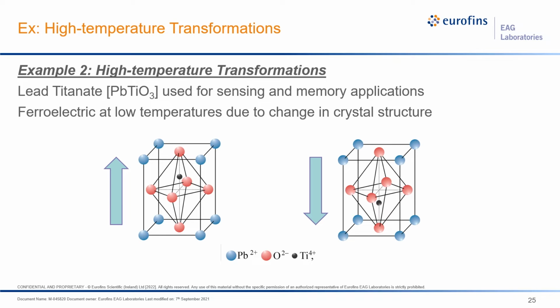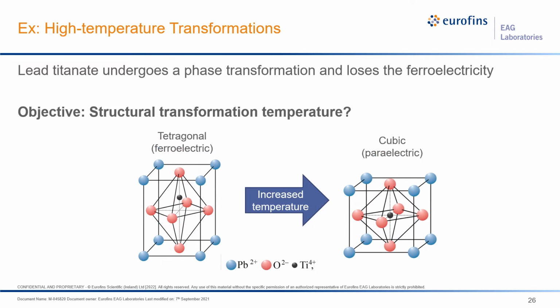However, if we heat this material above a certain temperature, there is a structural phase transformation from the tetragonal crystal structure on the left to a cubic one on the right, and it loses all of its ferroelectricity. The objective of this study was to monitor the crystal structure through that phase transformation and to get an estimate of the transition temperature.